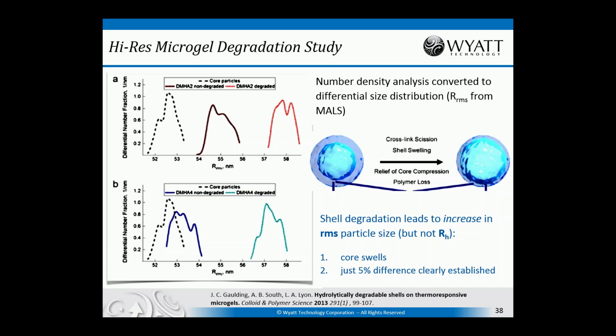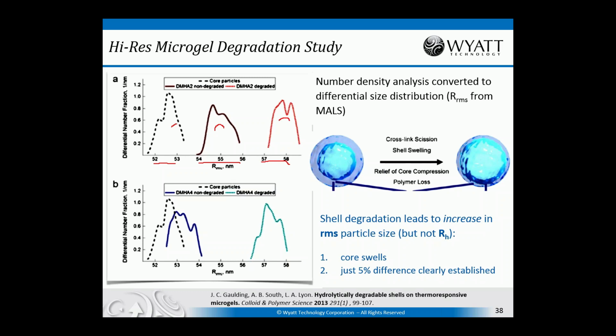And you can see that we have an exquisite separation here between 52 to 53 nanometers, 54 to 56 nanometers, and 57 to 58 nanometers of the core particles, the non-degraded core-shell particles, and the degraded core-shell particles, which differ depending on the particular chemistry that was used and the types of shells that were implemented.